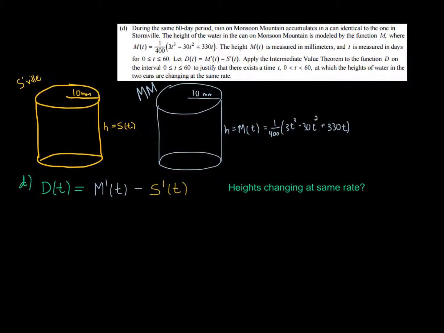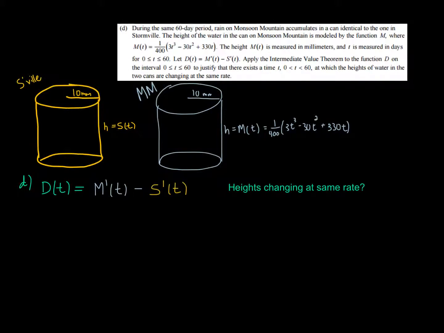The height of the water in the can on Monsoon Mountain is modeled by the function m, where m of t is given by that polynomial. The height, m of t, is measured in millimeters and t measured in days, again, shockingly, from 0 to 60. They give you a function, let d of t be equal to m prime of t minus s prime of t. They want you to apply the intermediate value theorem to the function d on the interval from 0 to 60 to justify that there exists a time t between 0 and 60 at which the heights of water in the two cans are changing at the same rate.